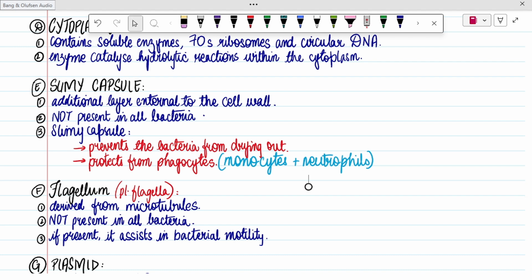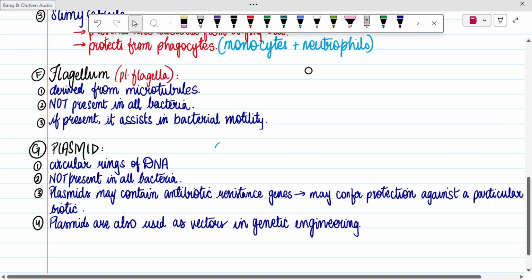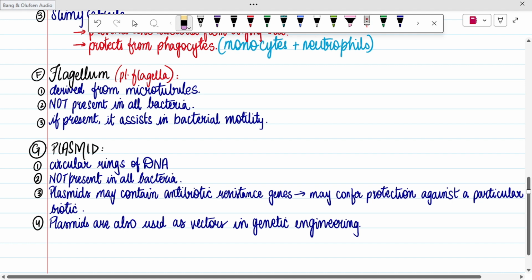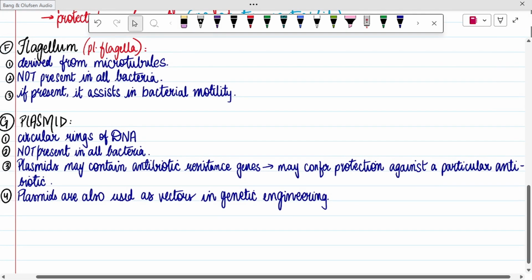Lastly, the most important thing is your plasmid. Plasmids are basically circular rings of DNA. Basically, the ring itself is made up of DNA and it is not present in all bacteria. Again, specialized structure है ये. Now, plasmid का function क्या होता है? Gene technology में help करती है ये. Why is that so? Because it contains antibiotic resistance genes. So it will provide you protection against a particular antibiotic. And यहाँ पे लिखा हुआ भी है, plasmids are also used as vectors in genetic engineering, which we'll study in A2 inshallah.